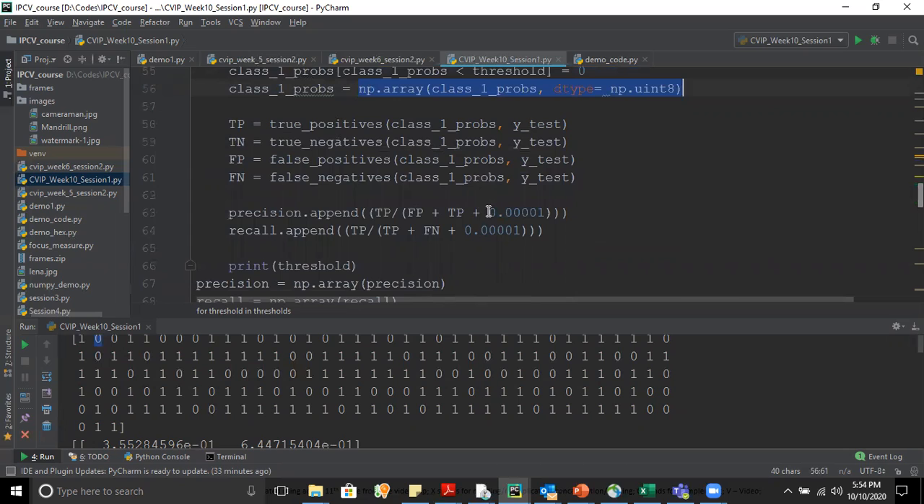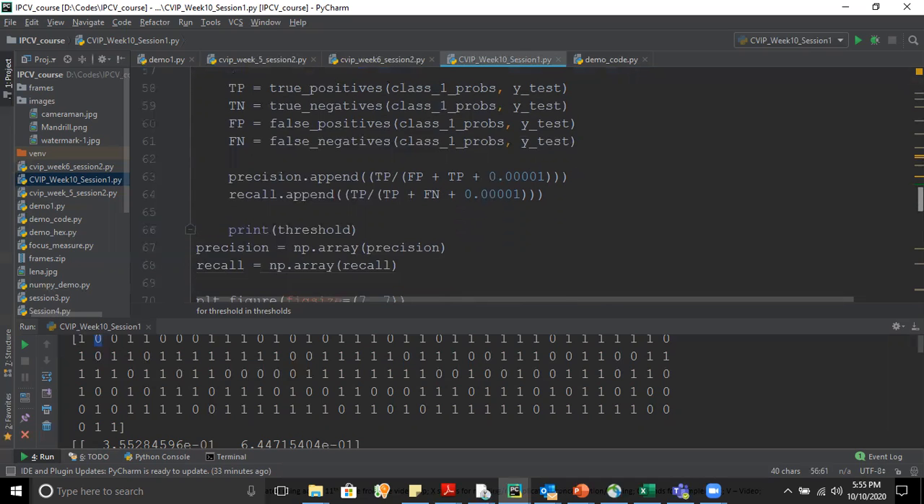Okay, in some cases what happens is the denominator will go to zero. When the denominator goes to zero, this division operation will give a division by zero error. In order to avoid that, what I did is I have added a negligible value here, so that the division by zero error won't happen.